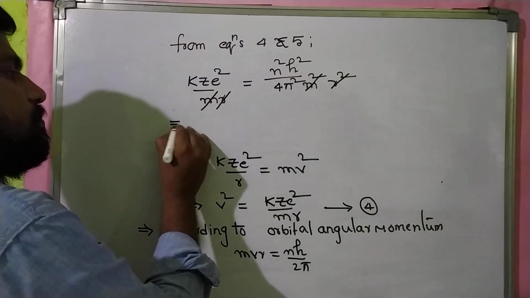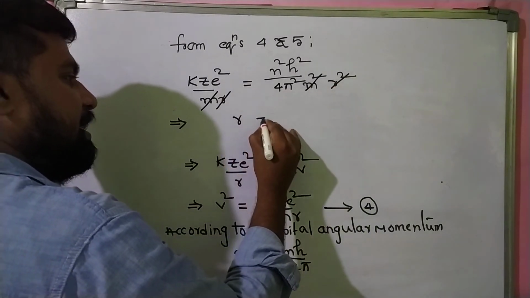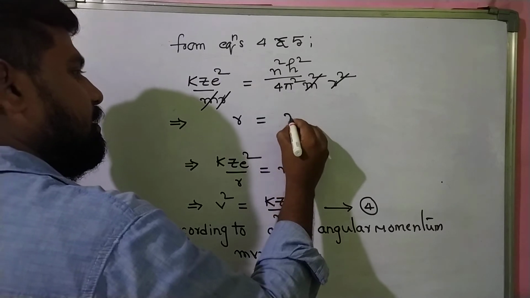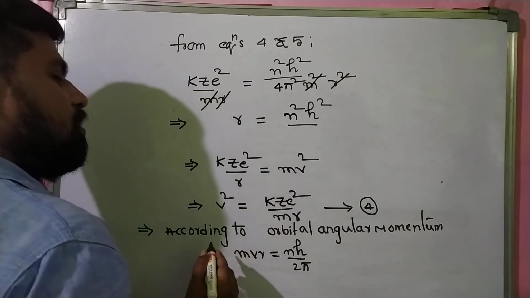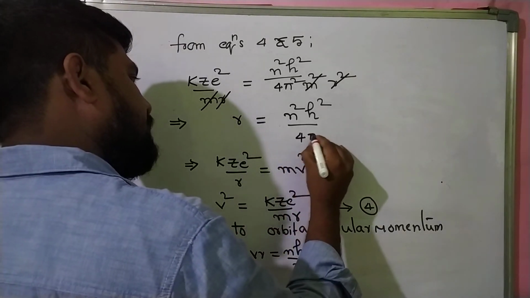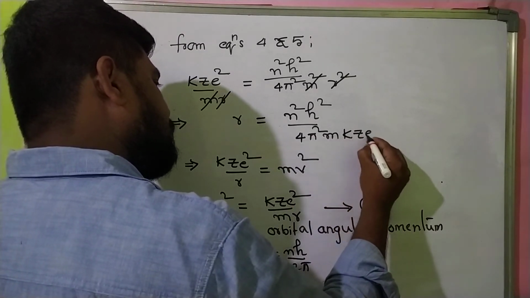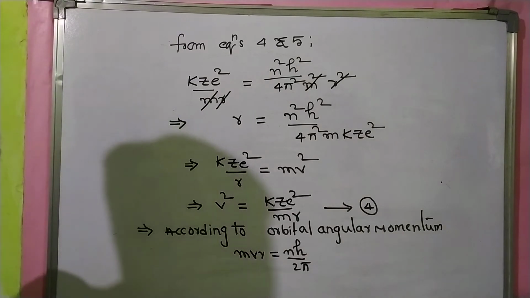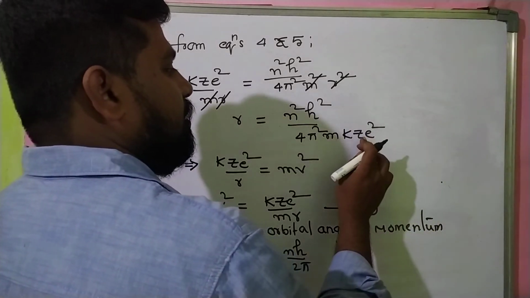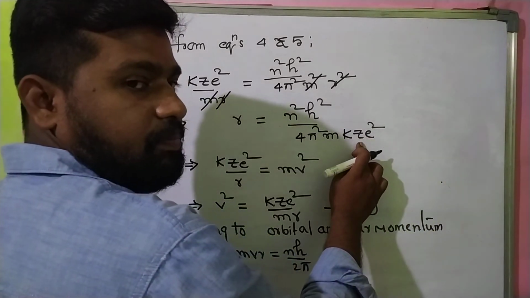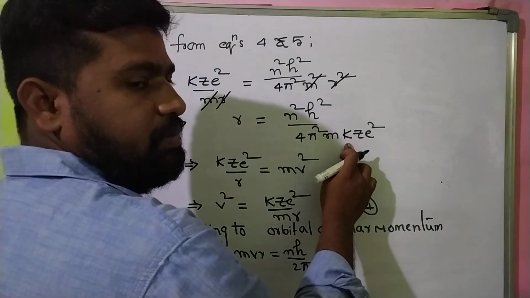Now from this we can calculate the r value. R, means radius, equals n square into h square by 4 pi square m K Z into e square. Very, very important. Here Z equals the atomic number and K equals Coulomb's constant, that is 1 by 4 pi epsilon naught.